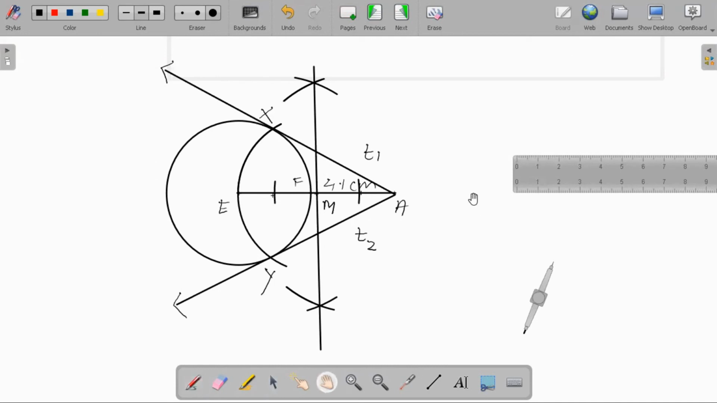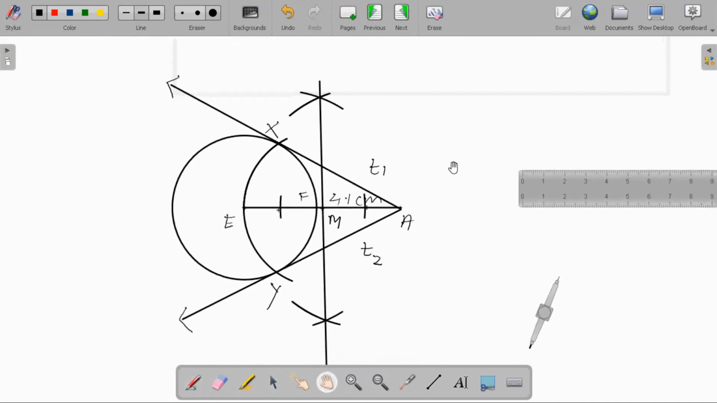So that's it for today's video. In this video, we have studied constructing tangents to a circle from a point that lies outside the circle.